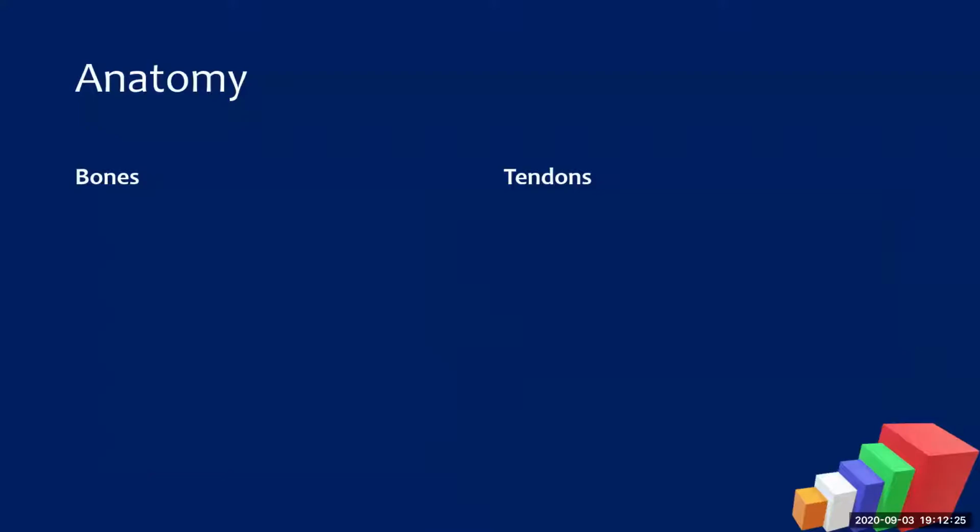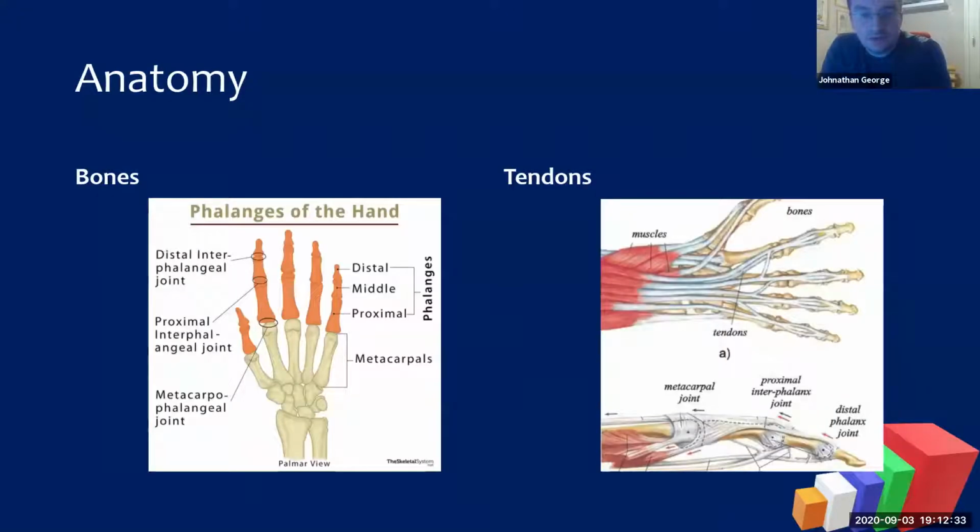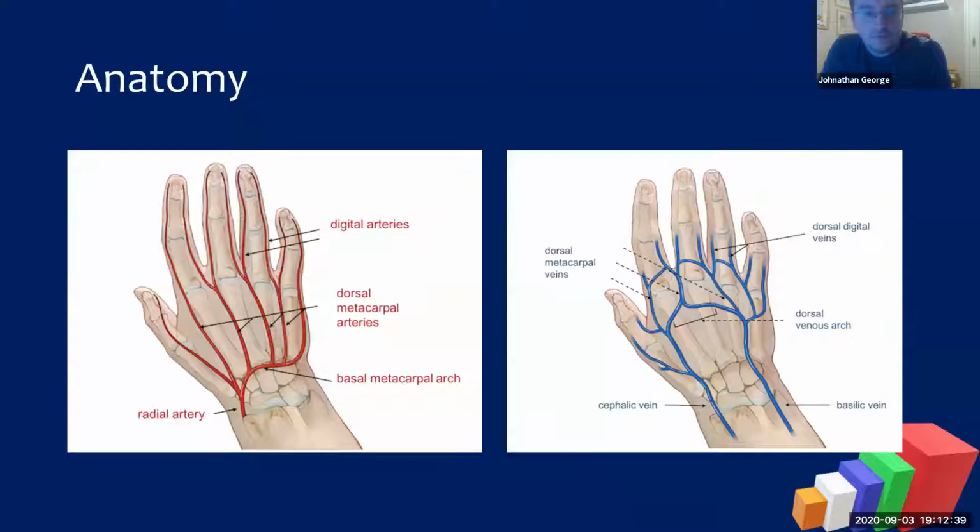On the screen for you now. So we've got our phalanges going down the fingers and going down the toes as well. And then we've got tendons coming along top and bottom. So we've got flexor and extensor tendons that we need to be aware of. And we've also got arteries and veins coming down the fingers. So anytime you're doing any procedure to a patient, you just need to make sure that you're aware of the relevant anatomy underneath.